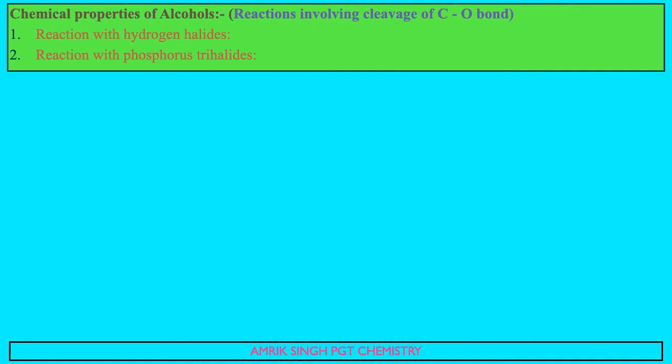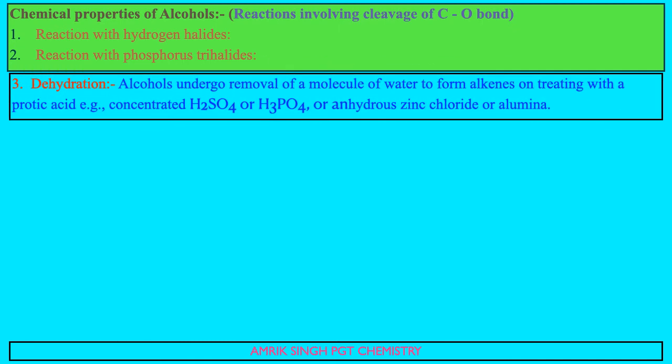Now, chemical property of alcohol, reaction involving the cleavage of the C-O bond. Reaction with hydrogen halide, already done. Reaction with phosphorus trihalide, already done. Dehydration: alcohol undergoes removal of a molecule of water to form alkene on treating with protic acid. Concentrated H2SO4, H3PO4 or anhydrous zinc chloride, alumina are used as catalyst.